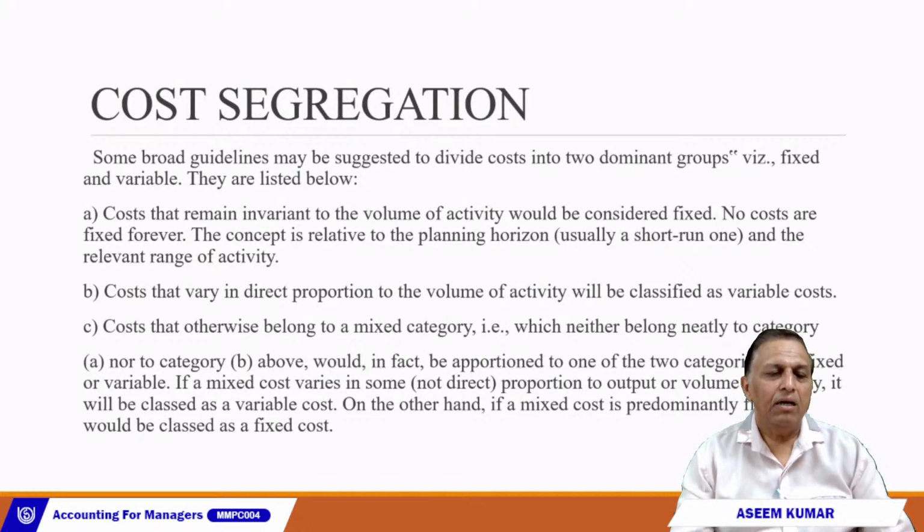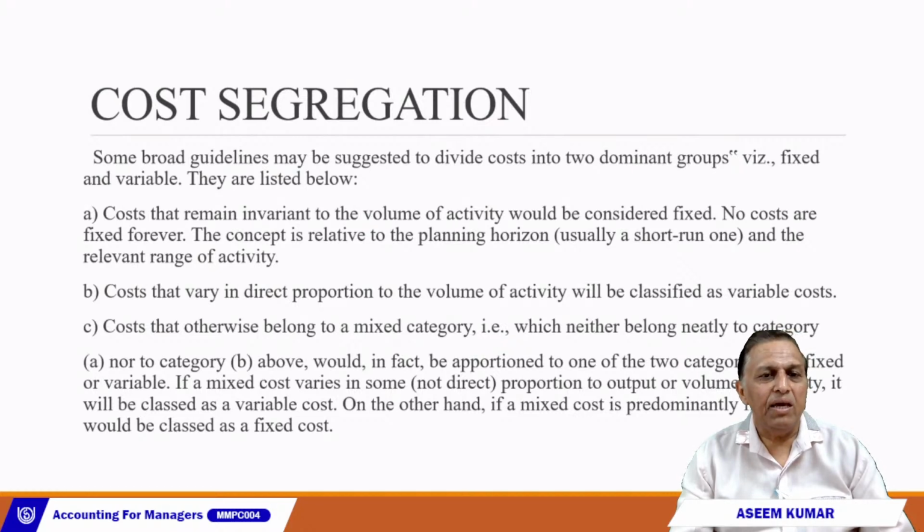If it is in better proportion to the output or volume, then it is variable cost. And if the mixed cost is predominantly fixed, then it would be a fixed cost. So let us understand in detail. Some broad guidelines may be suggested to divide cost into two dominant groups, fixed and variable. They are listed below.